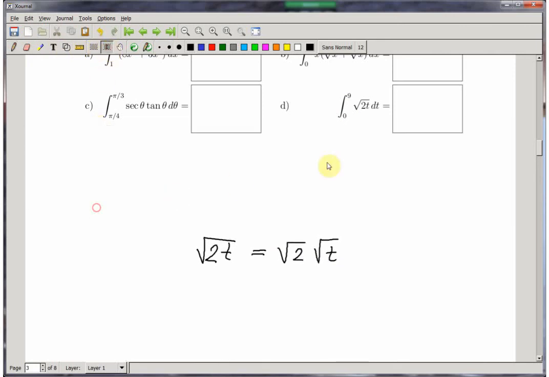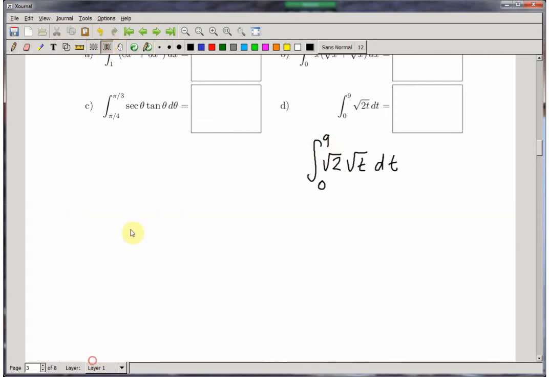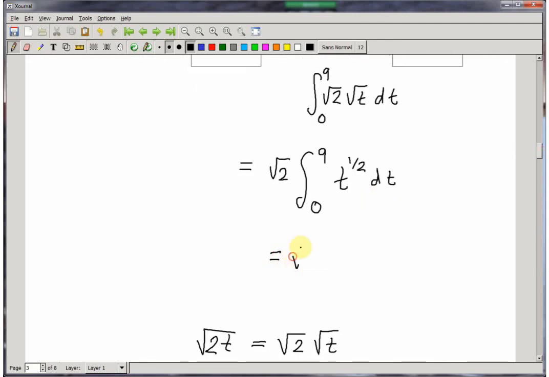Alright, so what I'm going to do is, this is just the same thing as the integral of square root of 2 times square root of t dt, and the limits go from 0 to 9. And of course, you can bring constants outside the integral sign. So this is the same thing as square root of 2 times the integral from 0 to 9 of t to the 1/2 dt. Okay, now it's very easy to go right to the answer. So square root of 2 times the antiderivative here is t to the 3/2 because you add 1 times 2/3. And the limits go from 0 to 9.